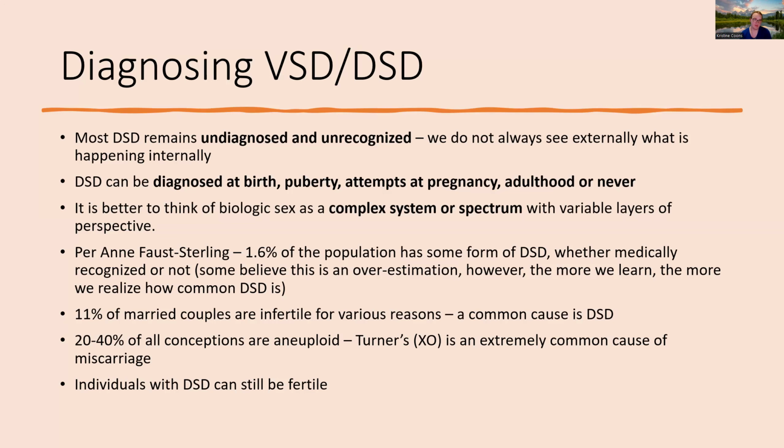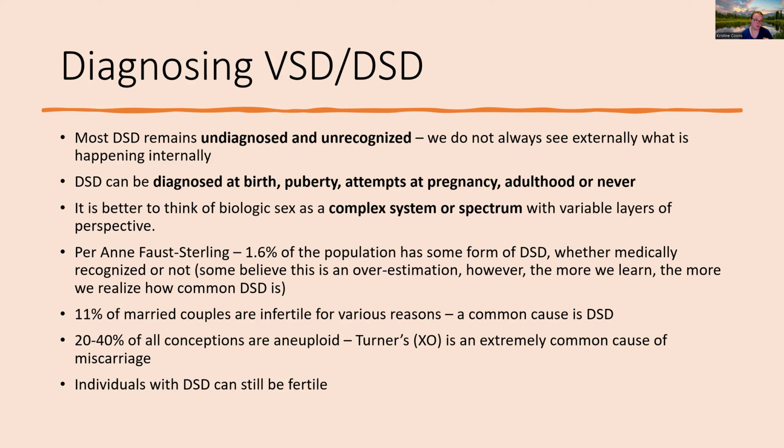Consequently, with all this variability, most differences of sexual development remain undiagnosed and unrecognized. We do not always see externally what is happening internally. This is part of the reason why we do blood work and imaging studies in medicine, because our physical exam skills aren't enough to represent what's happening internally to the body. As a consequence, differences of sexual development can be diagnosed at birth, puberty, attempts at pregnancy, adulthood, or potentially never. So it is actually better to think of sex as a more complex system or spectrum with variable layers and perspectives than just thinking of it as a binary.